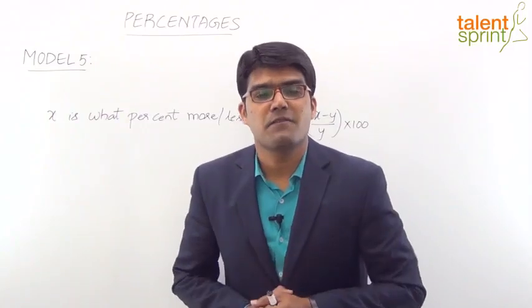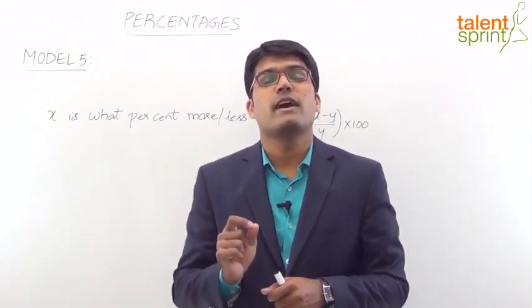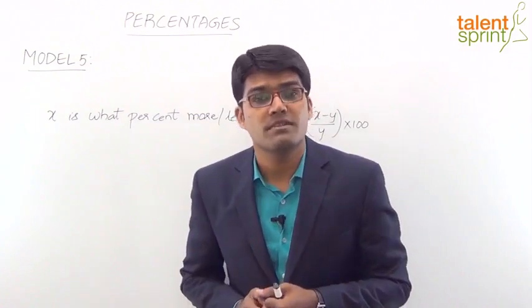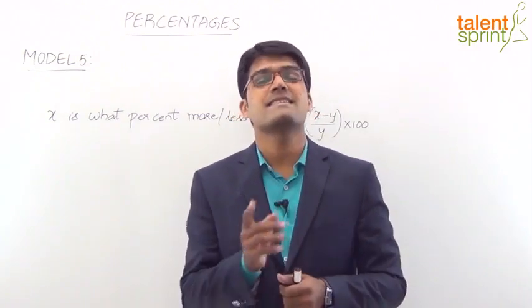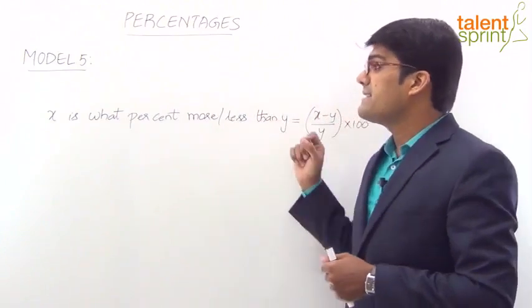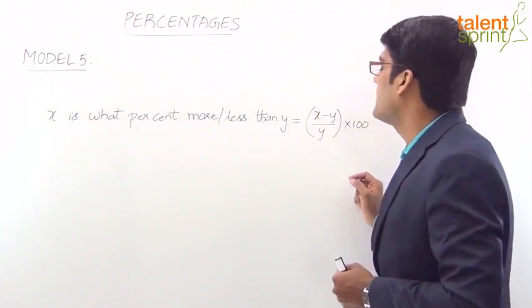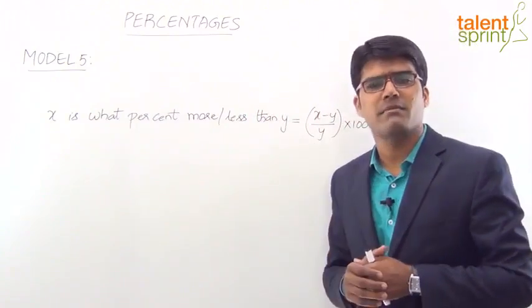Let us now discuss the fifth module from this topic of percentages, where we learn how to find that a given value is what percentage more or less than some other value. Let's look at the concept here. X is what percent more or less than Y, and it is given as (x minus y) by y into 100.